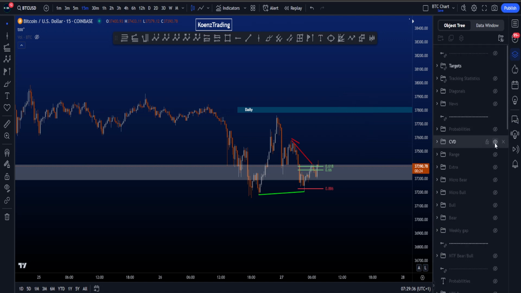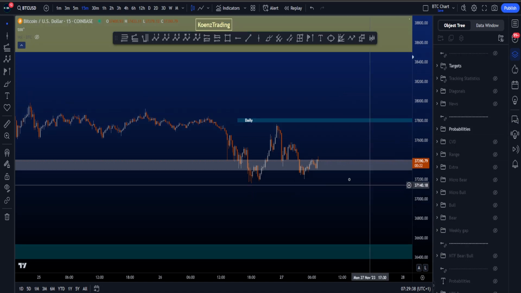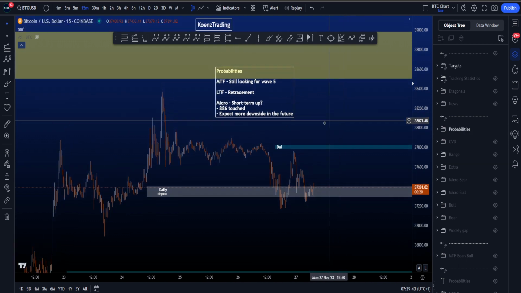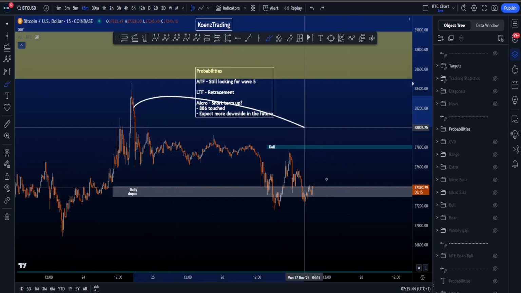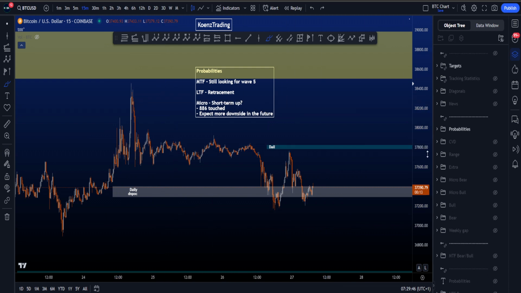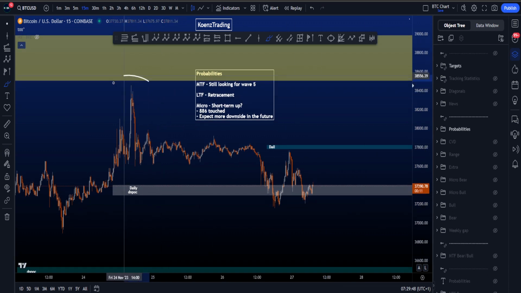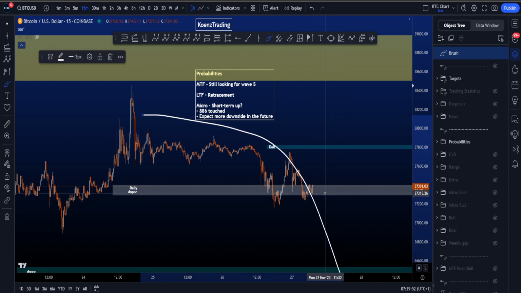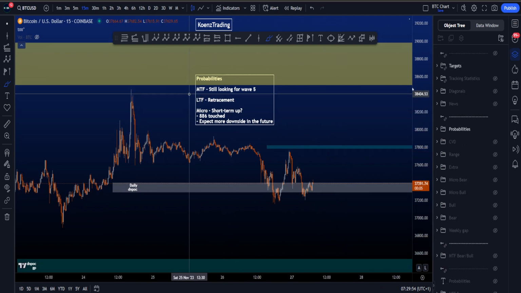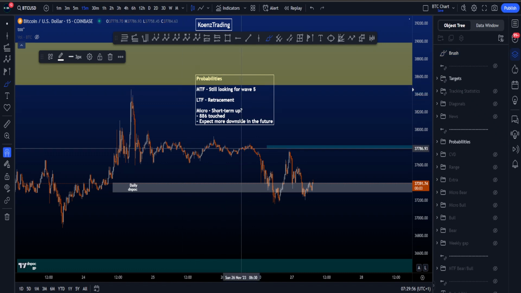If we then look at the probabilities of the different scenarios, then on the medium time frame, as long as we get corrective price action over here, I'm still looking for a wave 5 to the upside and not yet the wave 5 to be in. The moment we get an impulse to the downside, that is when that particular scenario over here will change.